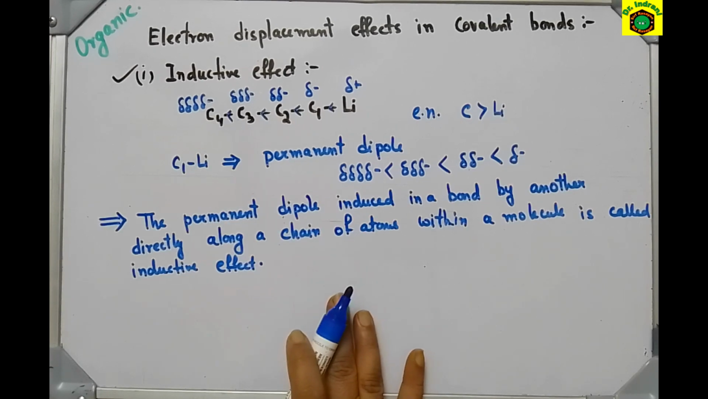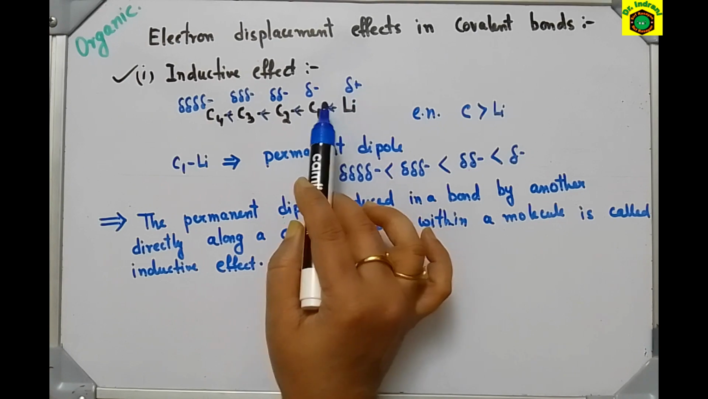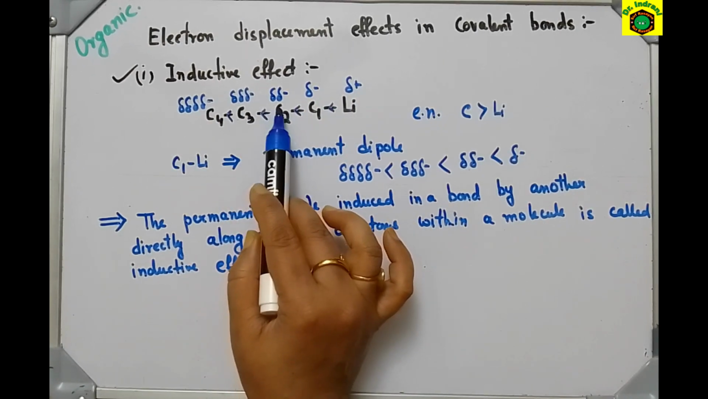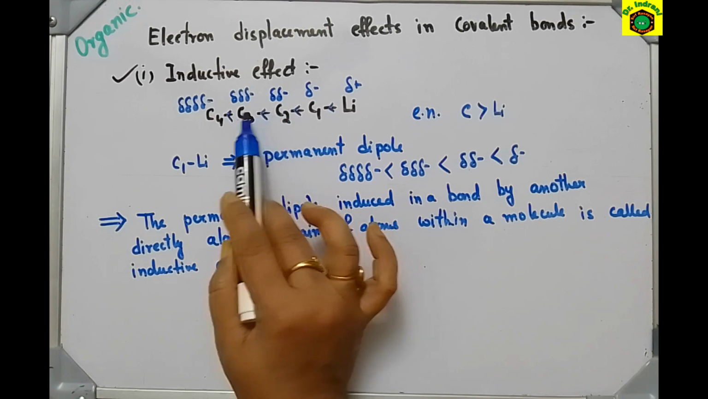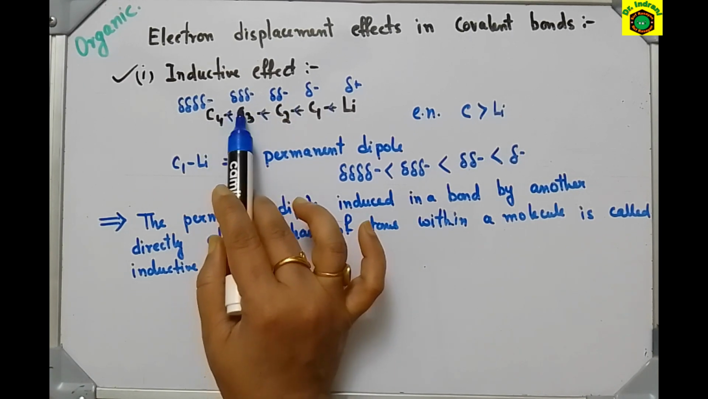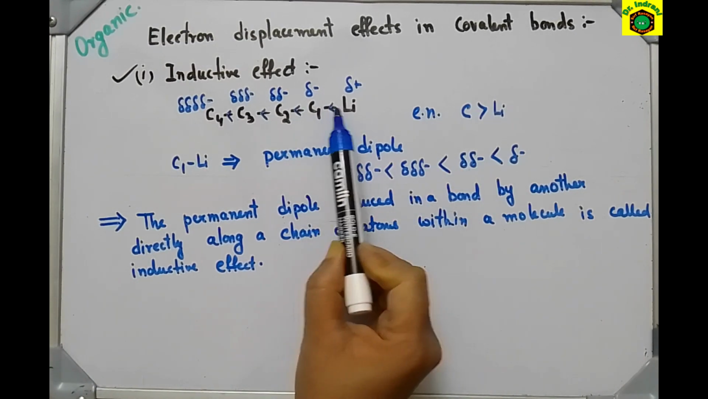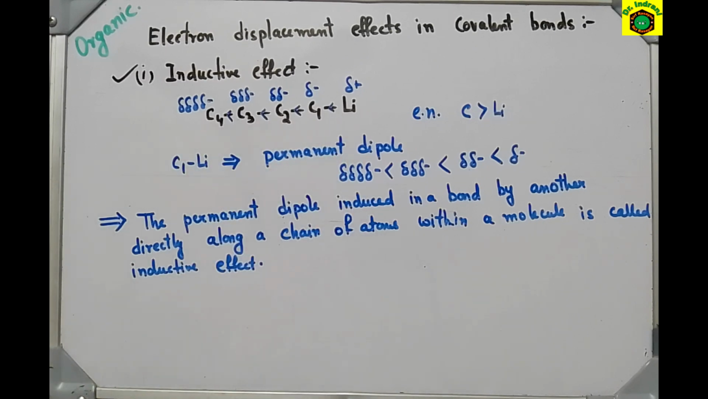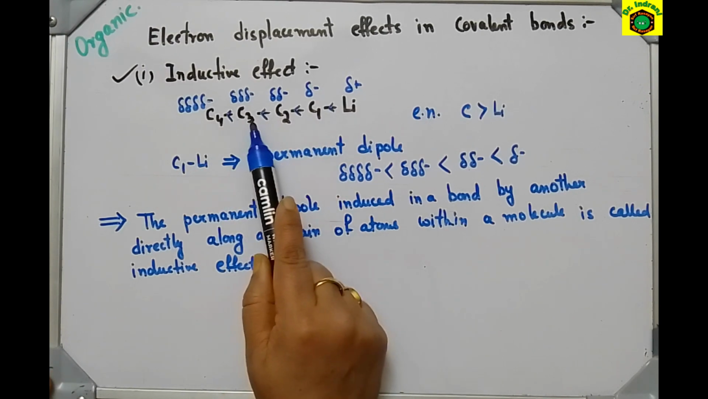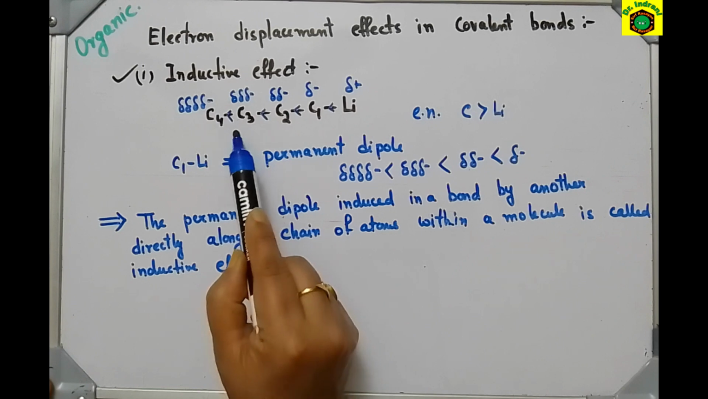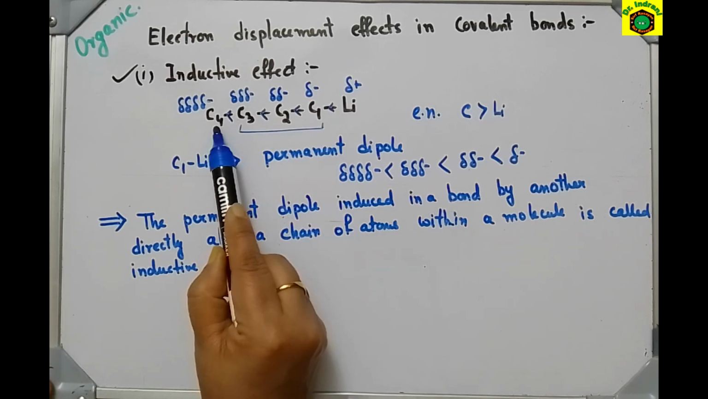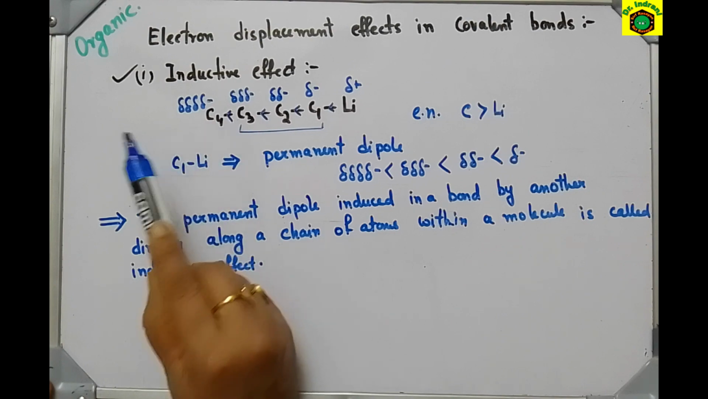Now what is the inductive effect? The permanent dipole. This is a dipole. Here this delta minus has more value than this one. So the permanent dipole induced in a bond by another directly along a chain of carbon atoms within a molecule is called the inductive effect. In fact, the inductive effect is important up to the 3rd carbon atom in the chain and it dies down beyond the 4th atom. So till this it is important. After this 4th, here also it's very less and after that it is meaningless.